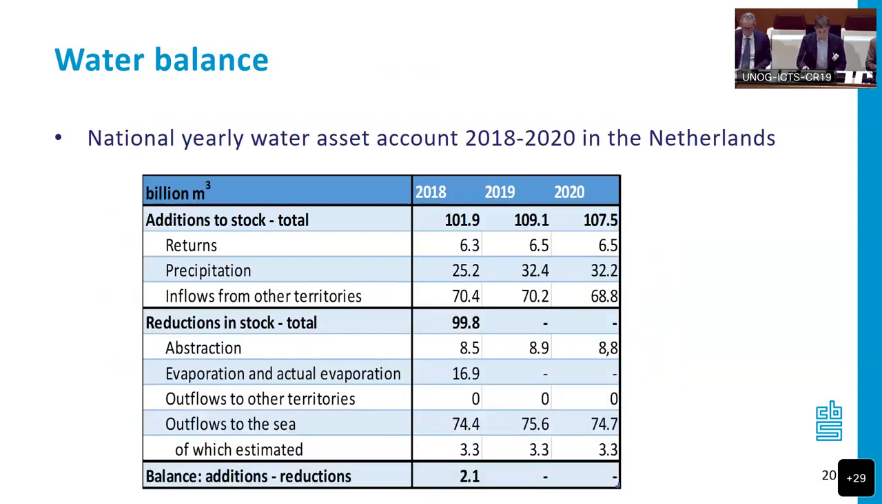Also, we worked a little bit on the water balance, or the water asset account. This is really still work in progress. Here you can see the total national water asset for the Netherlands, but we focused on the additions to stock and the reductions to stock, so not the total stock, but just the changes in stock. As you can see, we're still working on this. This is only a total, but of course, there's much more interest in regional water stocks and also in seeing the changes within a year.